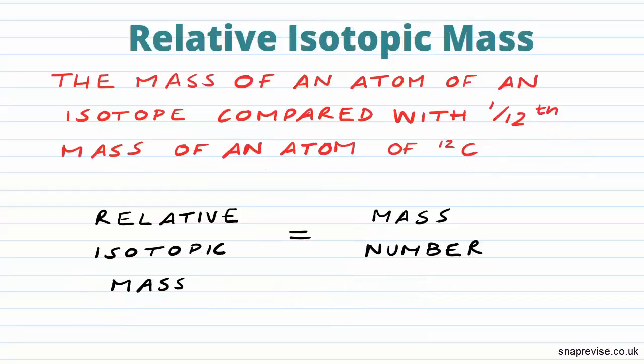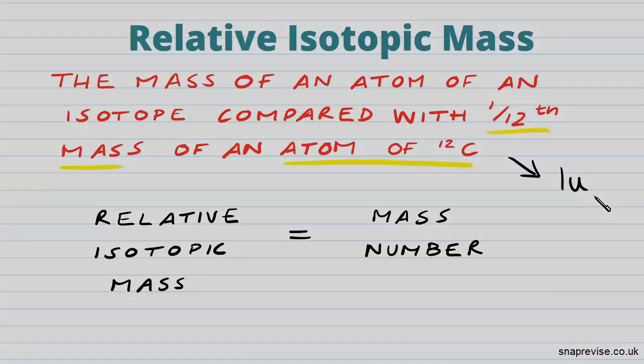So let's have a look at relative isotopic mass first of all. Now, relative isotopic mass is the mass of an atom of an isotope compared with 1/12 the mass of an atom of carbon-12. And you can see here the 1/12 the mass of an atom of carbon-12 coming into place. And we know that 1/12 the mass is 1 u, so it allows us to scale that up and say, get 16 u, which is the mass of oxygen, 16.